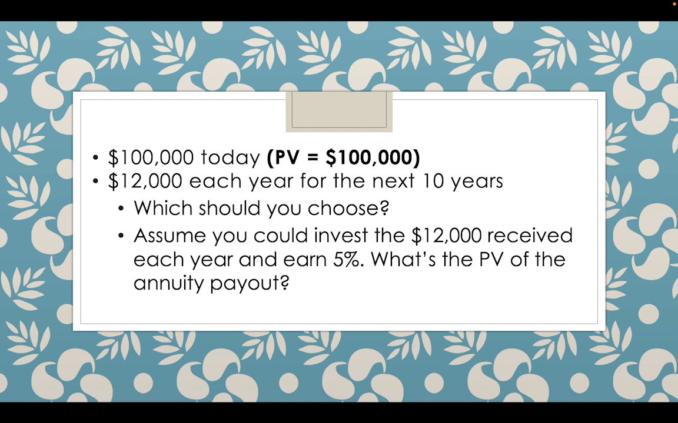And if the present value of this annuity payout is equal to exactly $100,000, that means it doesn't matter because they both have the same present value. So whether you take 100,000 today or 12,000 each year for the next 10 years with a 5% assumption on investment, it doesn't matter because if they're both 100,000, then they're both 100,000. They're equal. So either one you take is going to be the same as the one you don't take.